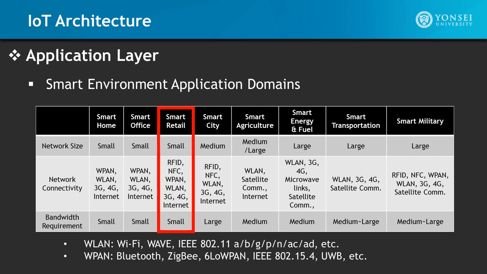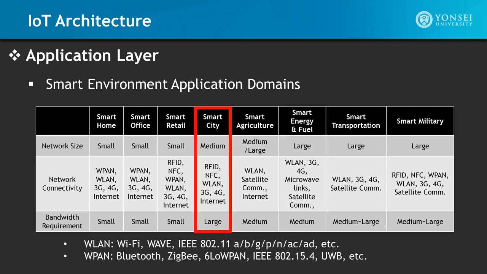Smart retail. Now, this is talking about a retail business, and because it's retail, if you look at the network connectivity, RFID tags and RFID readers, as well as NFC, near field communication, to do product identification and purchasing, these type of components need to be added. And these two are what differentiate smart retail from the needs of smart office and smart home. Smart city. Yeah, a totally larger domain. So therefore, the network size becomes medium or large based upon what city you're talking about.